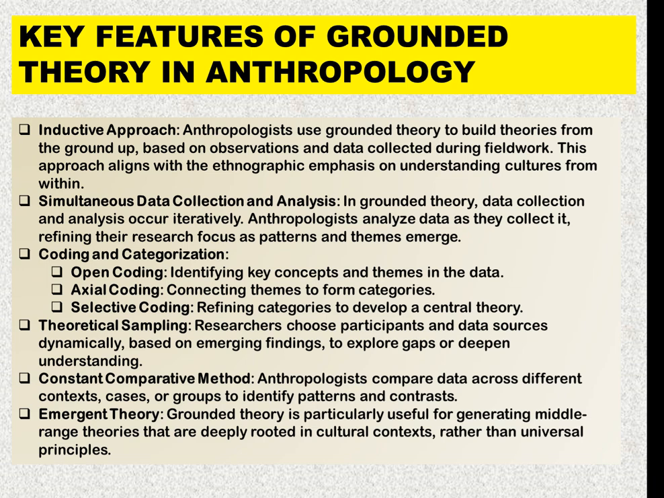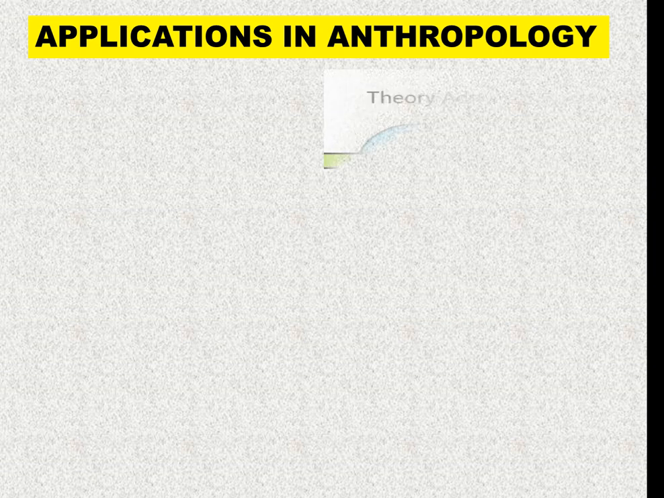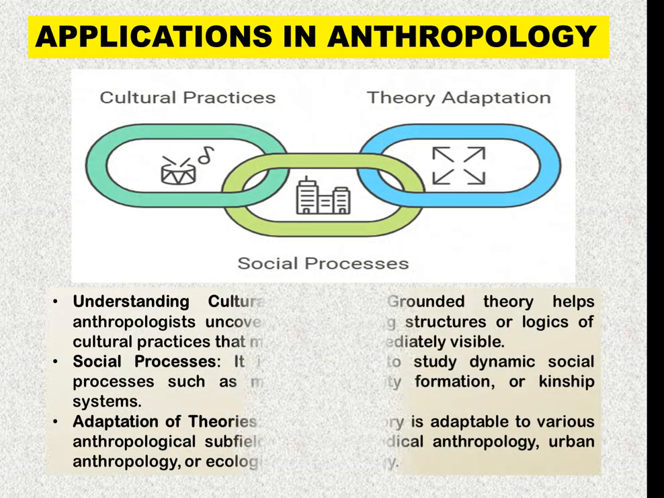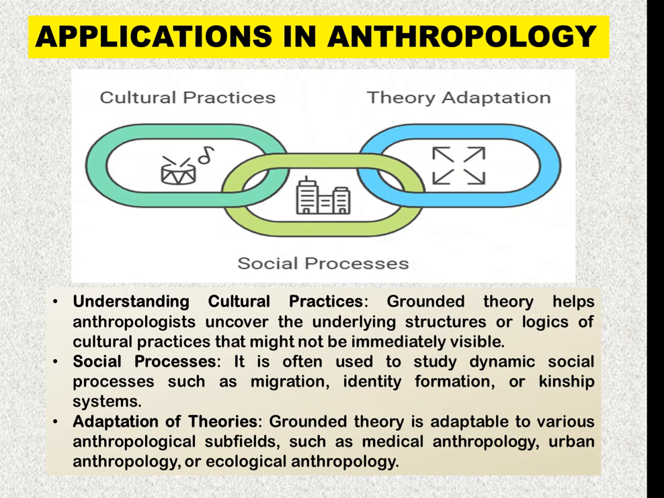6. Emergent theory. Grounded theory is particularly useful for generating middle-range theories that are deeply rooted in cultural contexts, rather than universal principles. Applications in anthropology. 1. Understanding cultural practices. Grounded theory helps anthropologists uncover the underlying structures or logics of cultural practices that might not be immediately visible. 2. Social processes. It is often used to study dynamic social processes such as migration, identity formation, or kinship systems.